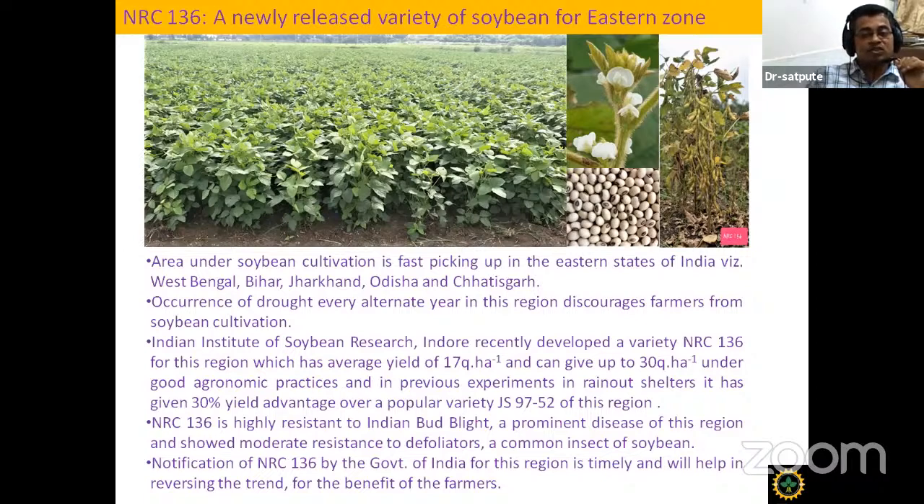And in previous experiments in drought shelter, it has given a 30% yield advantage over a popular variety in this region, JS 95-52. NRC 136 is highly resistant to Indian bud blight, a prominent disease of the eastern region of India, and shows moderate resistance to defoliators, a common insect of soybean. Notification of NRC 136 by the Government of India for this region is very timely and will help in reversing the trend for the benefit of the farmers.